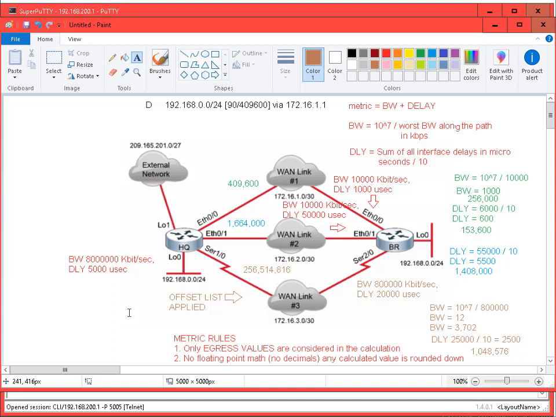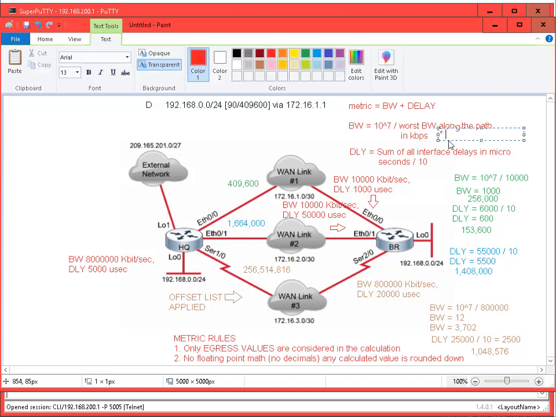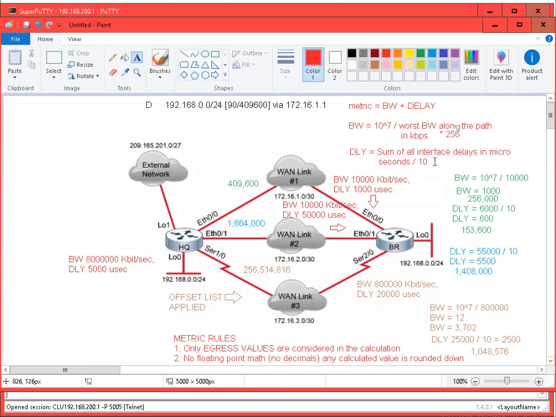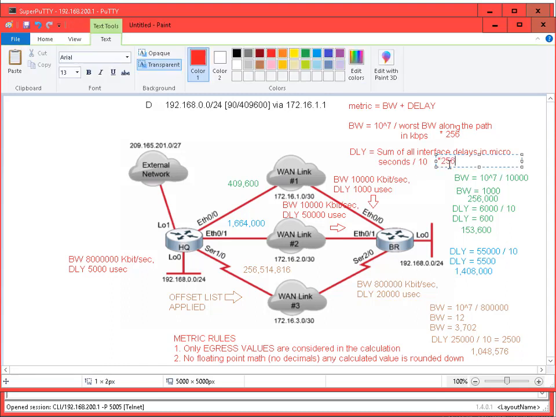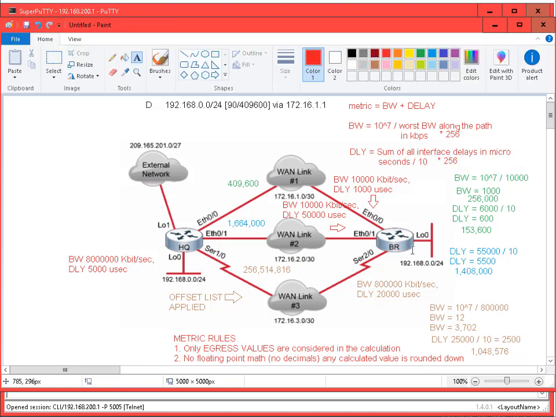Egress interfaces, no floating point math, bandwidth 10 to the power 7 divided by the link bandwidth in kilobits per second, but it's the worst bandwidth along the entire path. Multiply that number times 256. In fact, I'll just put a times 256 here, and a times 256 here. All right. And delay is the sum of all the delays in microseconds divided by 10, because we want it in tens of microseconds. Multiply that times 256. Add the numbers together. That gives you your overall path metric.